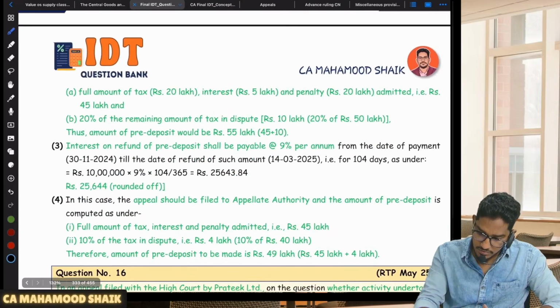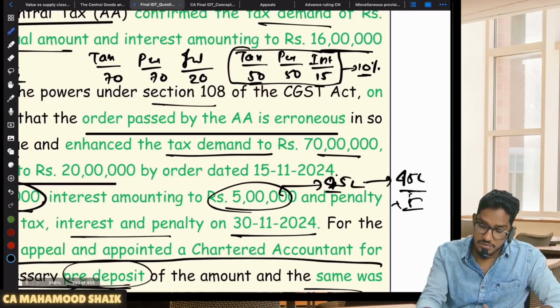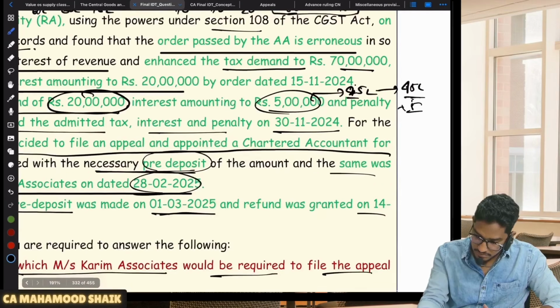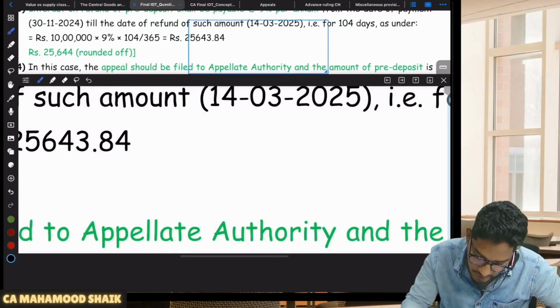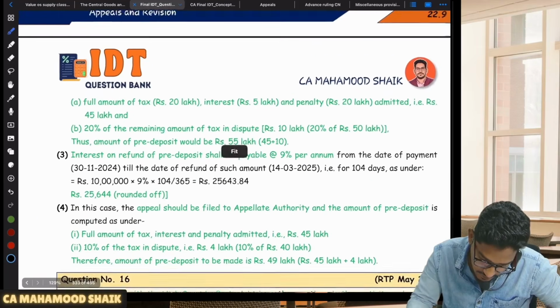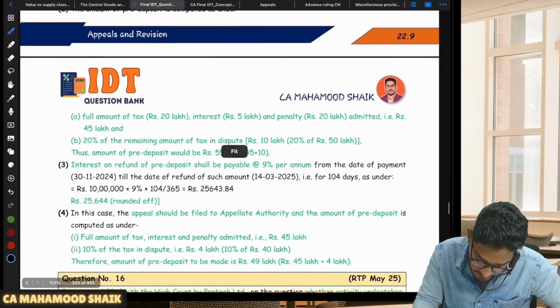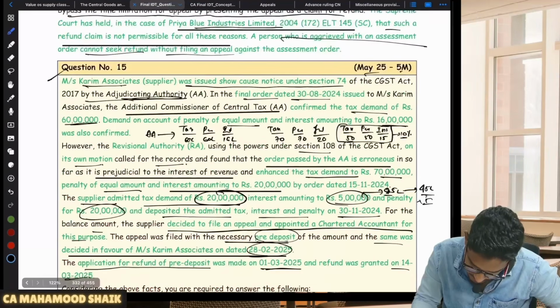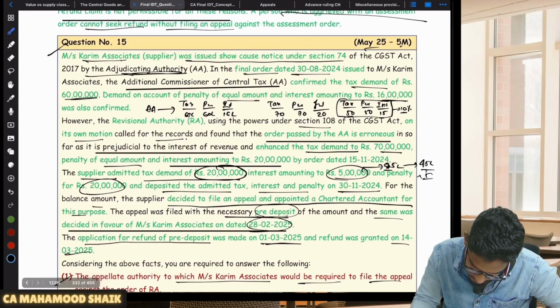So total how much? Okay, 50 into 5 lakhs. Okay, in the answer, is it wrong or what? 20%. Once again, this was an amendment. This was an amendment, not 20% of the remaining amount. So are they saying CGST, SGST? They did not mention anywhere.